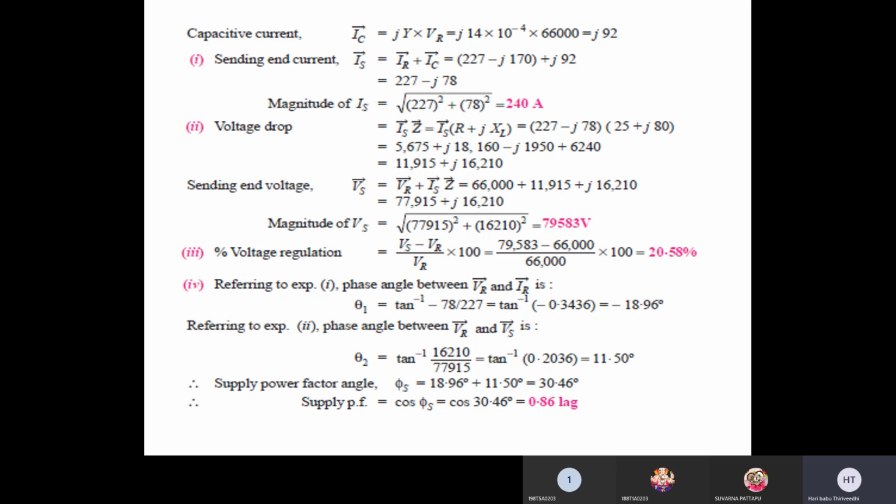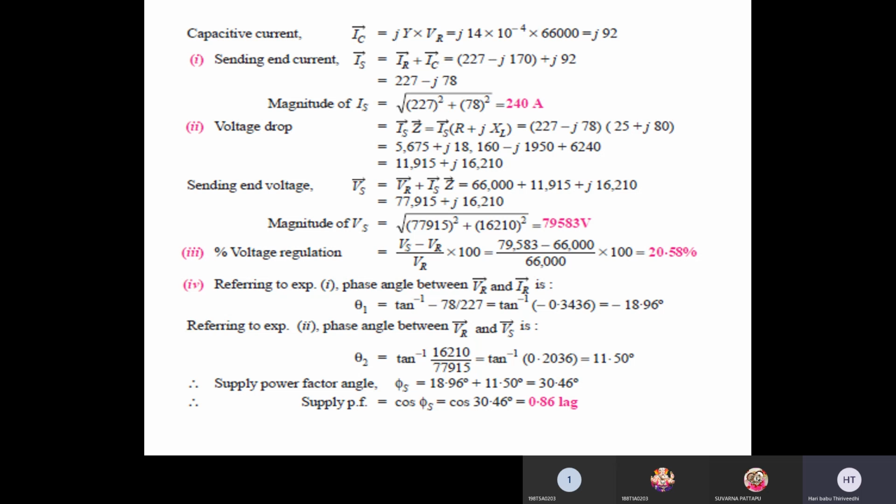So the magnitude of sending end voltage is nothing but square root of real part square plus imaginary part square. So we are getting sending end voltage equal to 79,583 volts, right? We know the sending end voltage VS, we know the receiving end voltage VR, right? Therefore voltage regulation is equal to VS minus VR by VR, 79,583 minus 66,000 by 66,000 into 100. We are getting regulation as 20.58%, right?